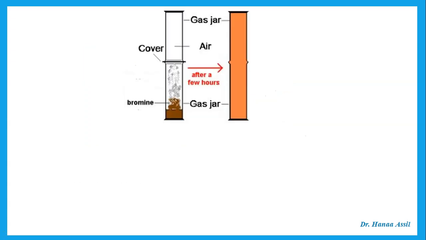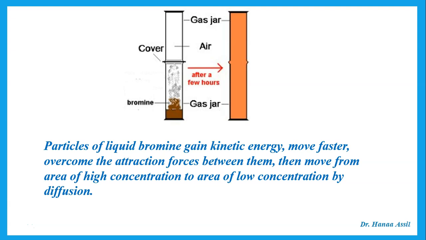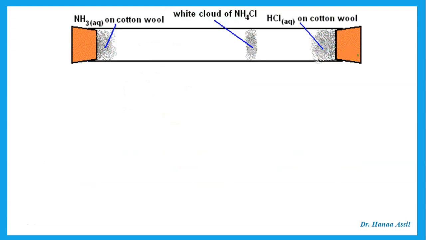So if we have some bromine liquid at the bottom of the jar, after some time both jars will be filled with brown gas. Actually, what happened to the bromine liquid is that the particles of the liquid gain kinetic energy, move faster, overcome attraction forces between them, and move from an area of high concentration to an area of low concentration by the process of diffusion. So after some time, both jars are filled with bromine gas.